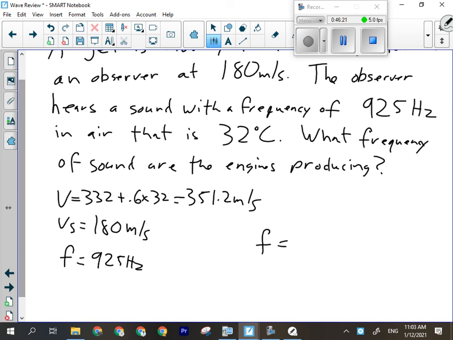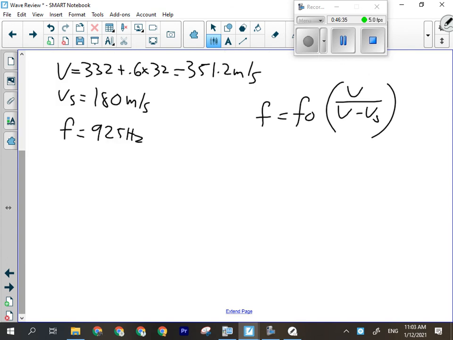The Doppler effect formula says the perceived frequency equals the actual frequency multiplied by V over V, in this case minus Vs, because we have an approaching source. We're manipulating for FO. I'm just going to leave FO where it is and bring the brackets over to the other side by dividing them. So F divided by V over V minus Vs will give me FO. Everybody okay with that manipulation?